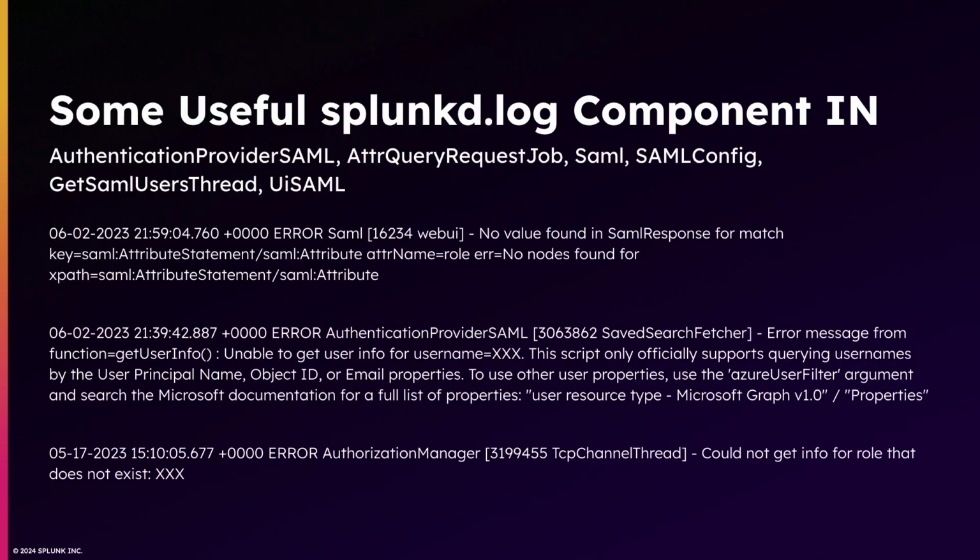But let's also get into troubleshooting, looking at logs. Let's talk about some Splunk Enterprise logs that you might run into. No value found in SAML response. Look at these slides later. These are all the components that you might be interested in when it comes to SAML problems. No value found in SAML response means I might not actually be passing that attribute along as I go through. That might be configuration on your identity provider side. The second one, error message.